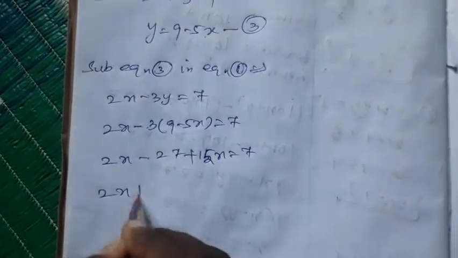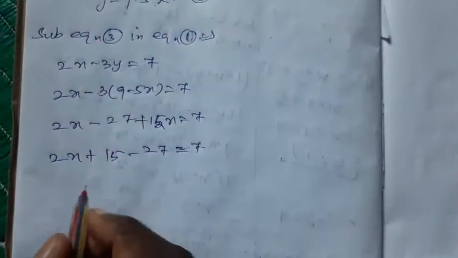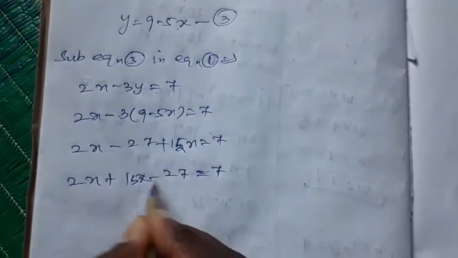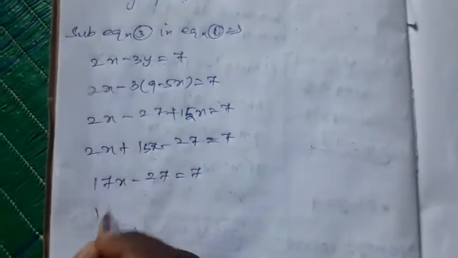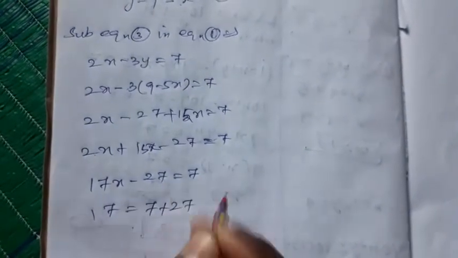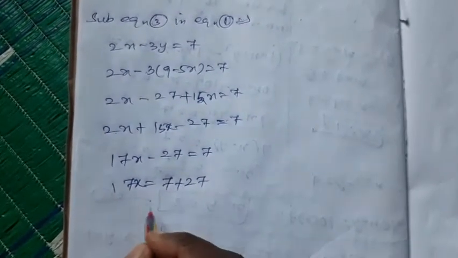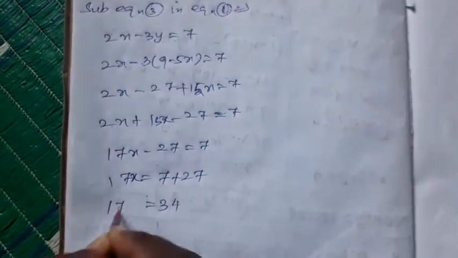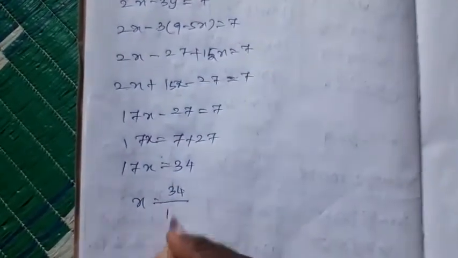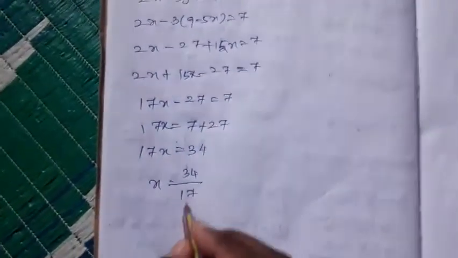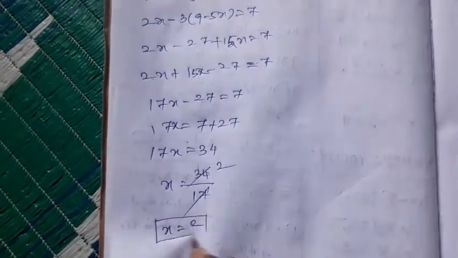Adding like terms here, 2x plus 15x, 17x minus 27 equal to 7. Now 17x equal to 7 plus 27, minus 27 goes to the right hand side as plus. 7 plus 27 is 34. 17x equal to 34. Now x equal to 34 divided by 17, because 17 goes to the right hand side as a division. 1 times 17, 2 times 17 is 34, so x equal to 2. We found x equal to 2.